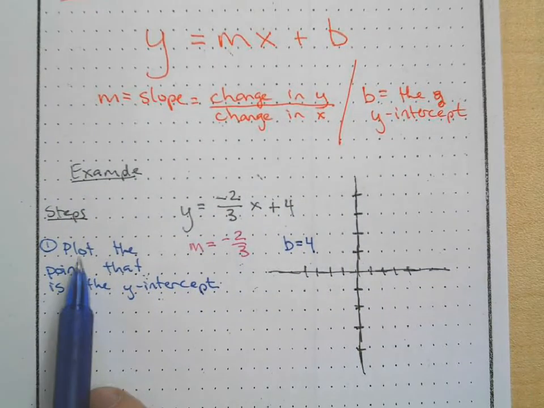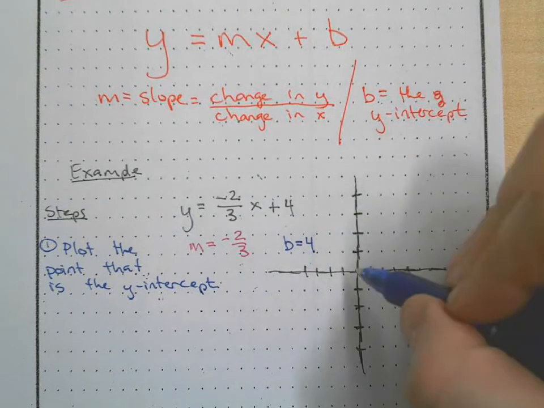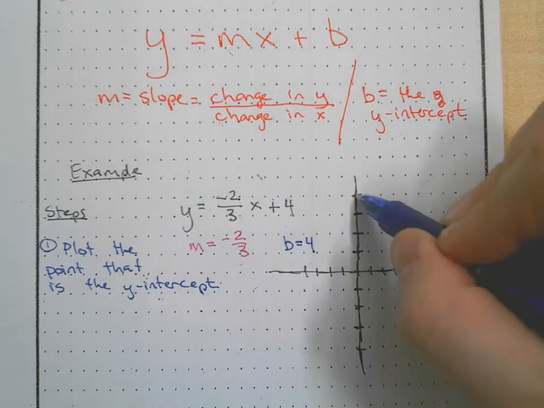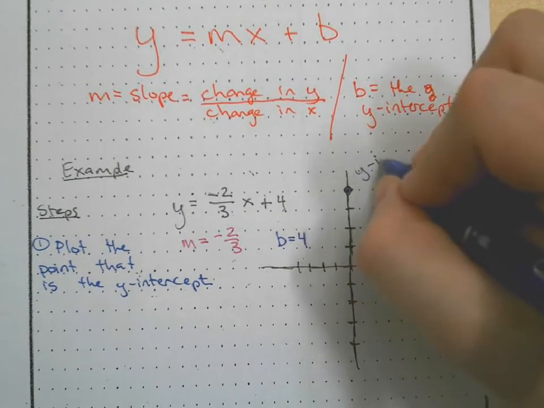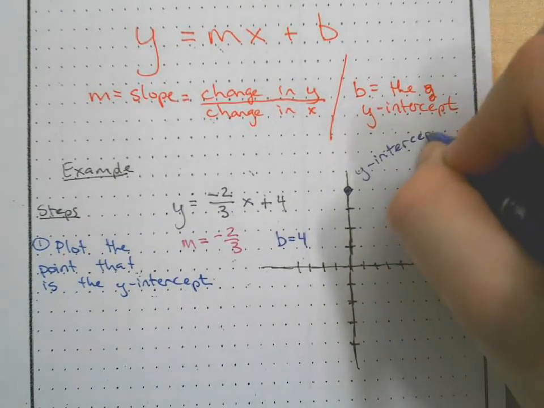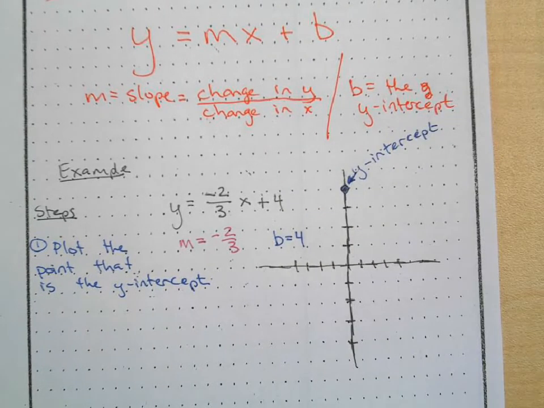And the first thing I'm going to do is plot the point that is the y-intercept. So that's b equals 4. So I'll go to 4 on my y-axis. It's a y-intercept, 1, 2, 3, 4, and I'll plot that point. That's my y-intercept.